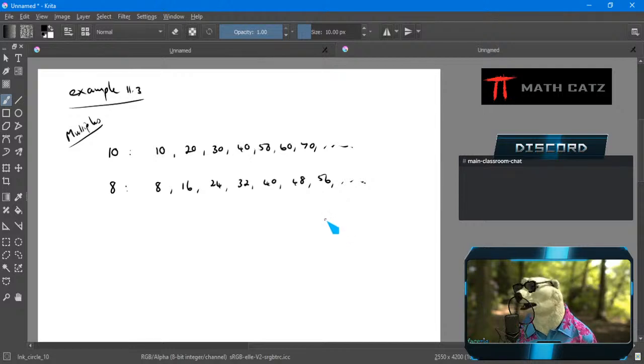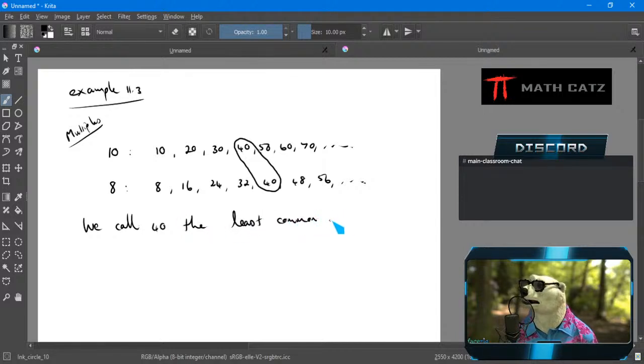I want to now know how many do I have to have of each so that the numbers match. And we can look from this list and see that 40 is the first number, the lowest number that matches. So we call this 40 the least common multiple of 10 and 8. So when we look at the multiples, it is the smallest one that is common to both.